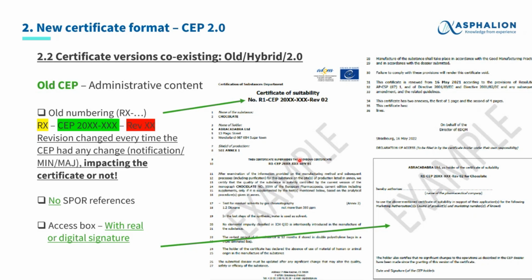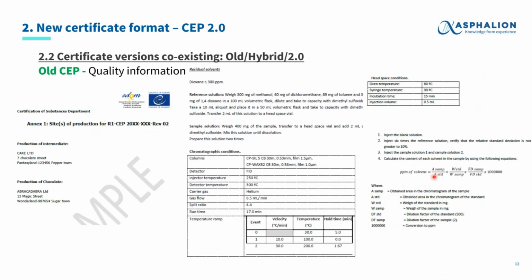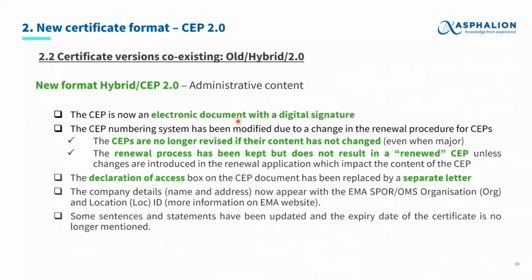So this revision will always change every time the IDQM approves any change to the CEP in this old CEP format. Here, in this example, you can see that the manufacturers attached to the CEP have no export references, the export ID reference of the EMA databases. And we have here the access box with a real or digital signature. Then, as quality information of the old CEP annexed, we had the manufacturer annexed always in Annex 1. And then the additional analytical methods approved by the IDQM to the specification that are not present in the PU2 monograph of the specific drug substance. So what are the changes related to the hybrid CEP and the CEP 2.0?